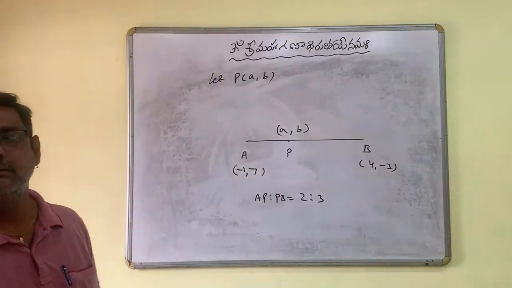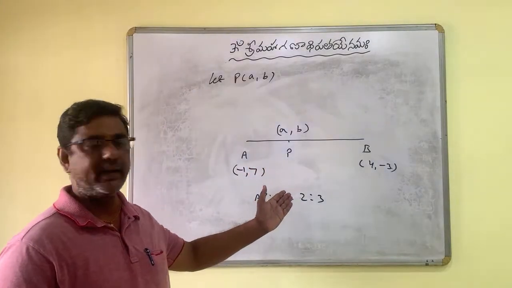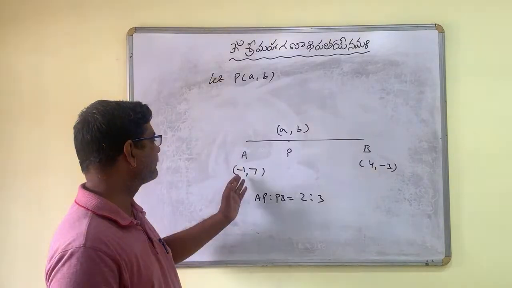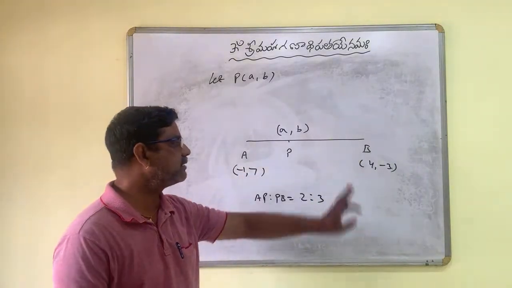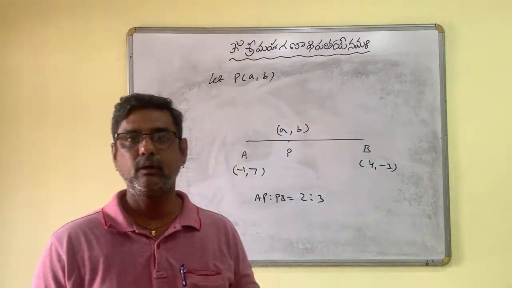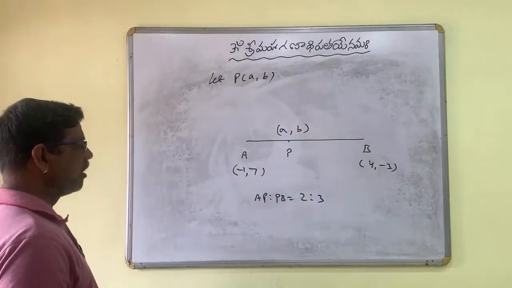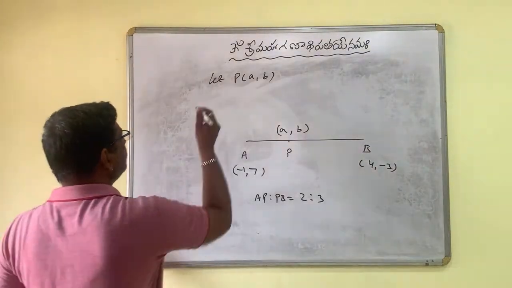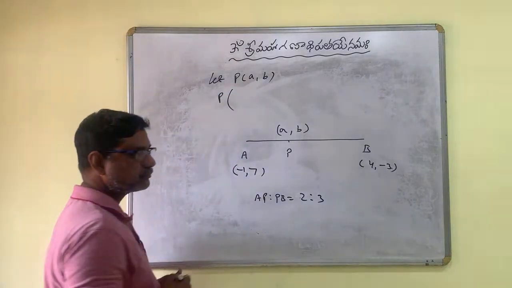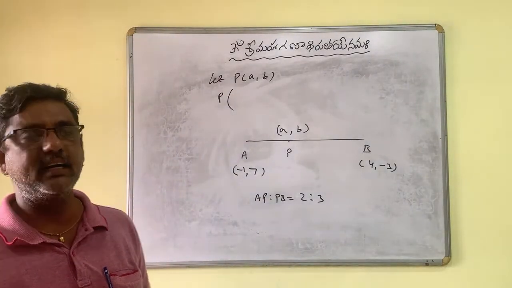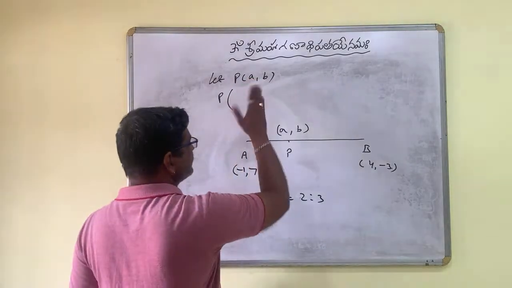The point P divides AB in the ratio 2:3. Coordinates of A are (-1, 7) and coordinates of B are (4, -3). We need to find out the coordinates of P. I told you a formula to find out the coordinates of P.